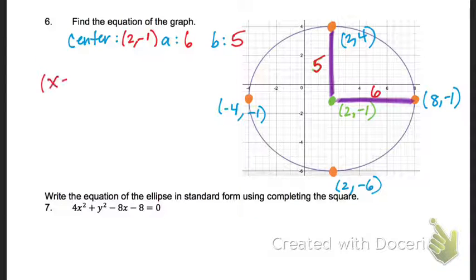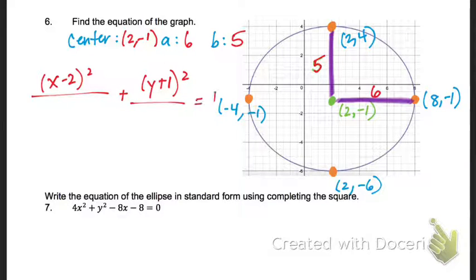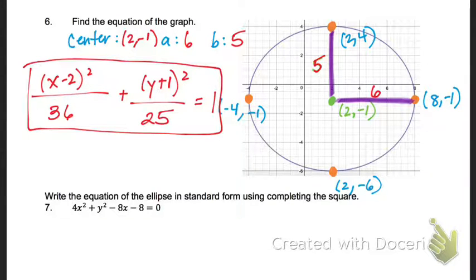So I've got x minus 2 squared over something plus y plus 1 squared over something equals 1. The bigger number goes under the x or the y? X. So 6 squared is 36. 5 squared. And then I am done. So questions about that?